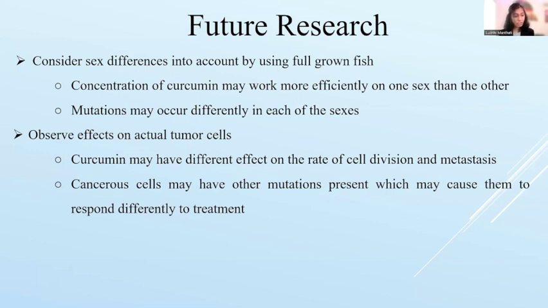Additionally, if I had the chance, I would like to observe the effect of my experiment on actual tumor cells, because curcumin may have different effects on the rate of cell division and metastasis on an actual tumor, as it could be more aggressive and mutate at a much faster rate than what zebrafish eggs develop at. Additionally, cancer cells have other mutations present, which I could not have specifically targeted through the zebrafish embryos, which is why I would like to try to introduce curcumin to actual tumor cells to see what specifically it is inhibiting during the cell signaling pathways.